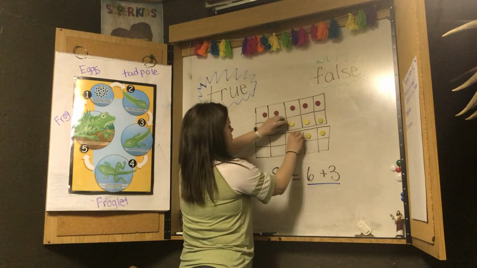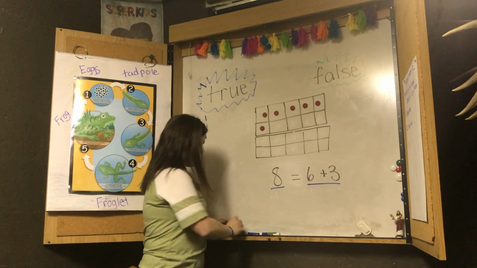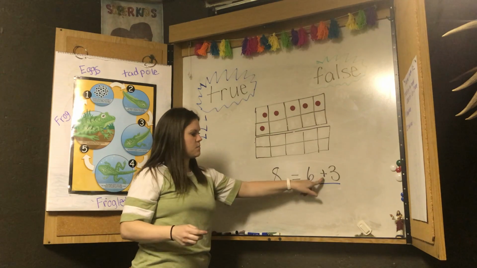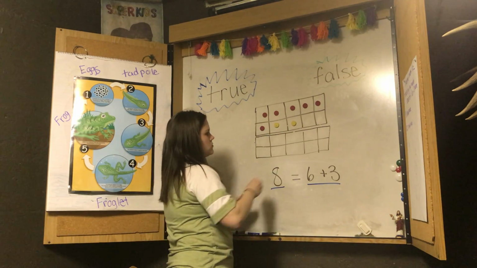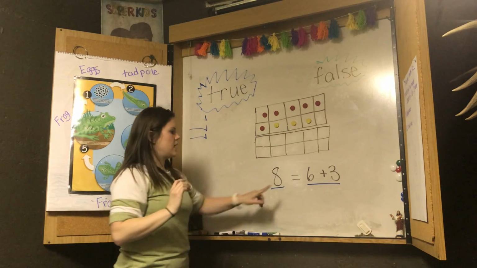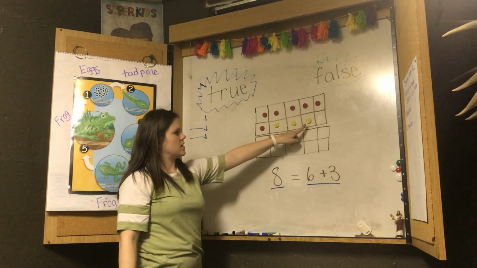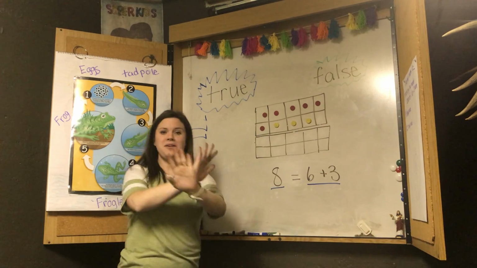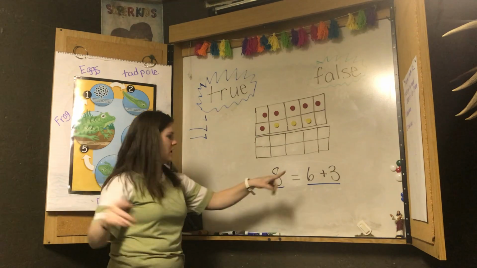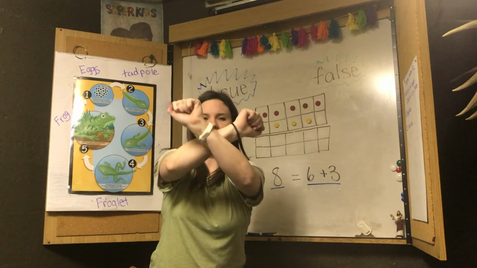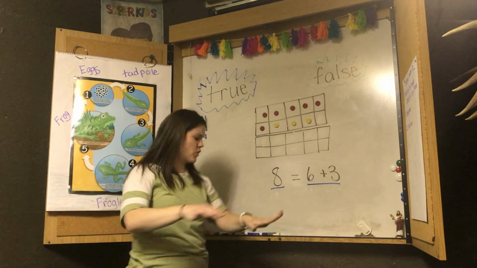Okay? So I'm going to start with 6, right? 6 plus 3. Let me add 3 more. Is 6 plus 3 equal to 8? Do I see 8 there? No, what do you see? 6 plus 3 is equal to 9. So this equation is false. This equation is not true.